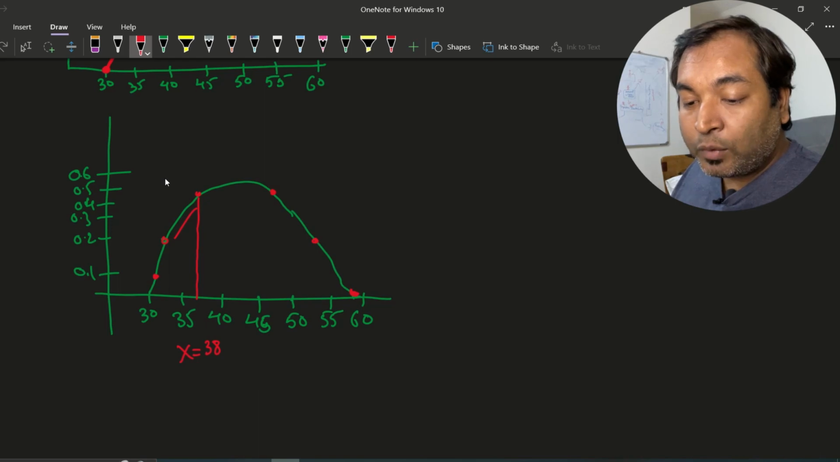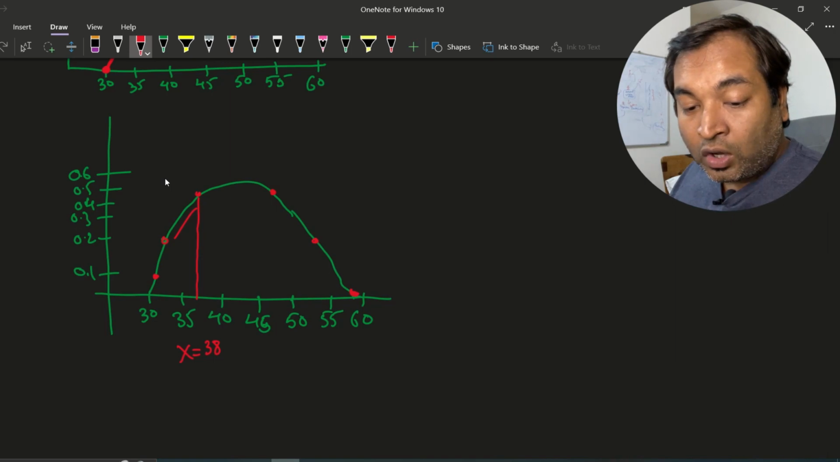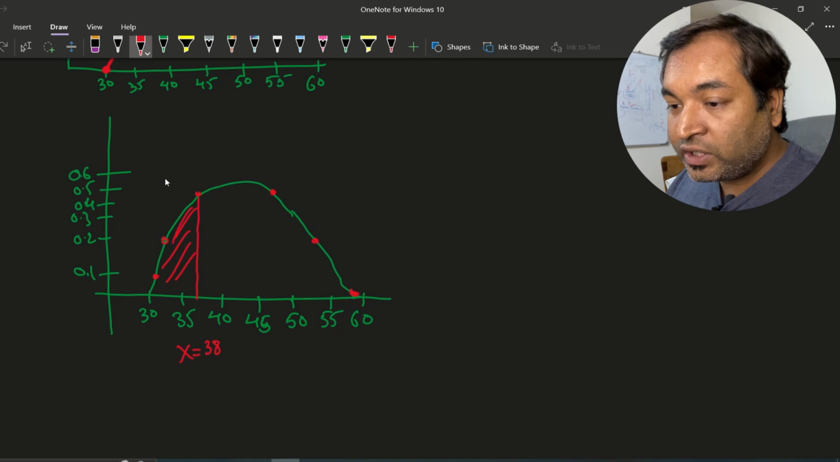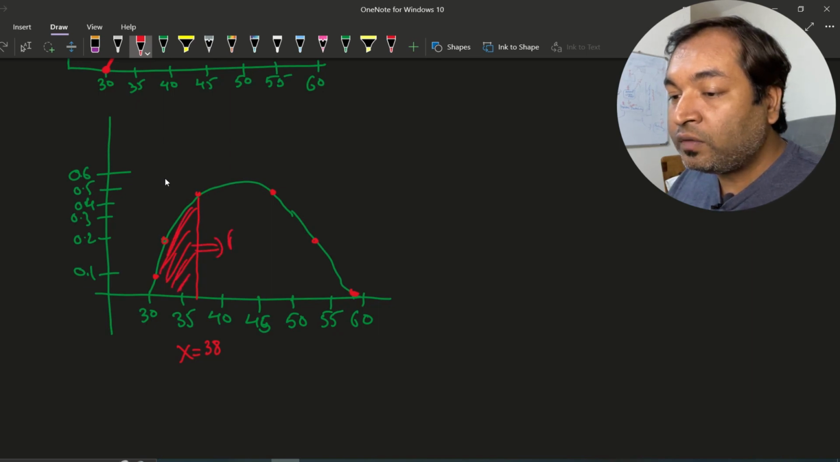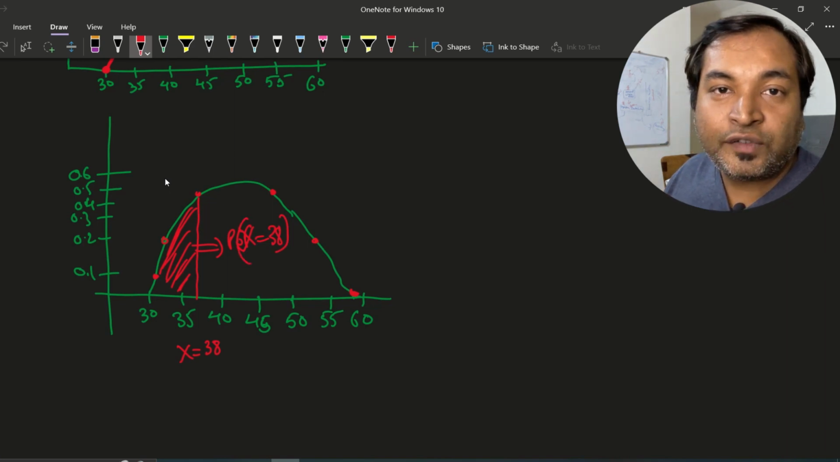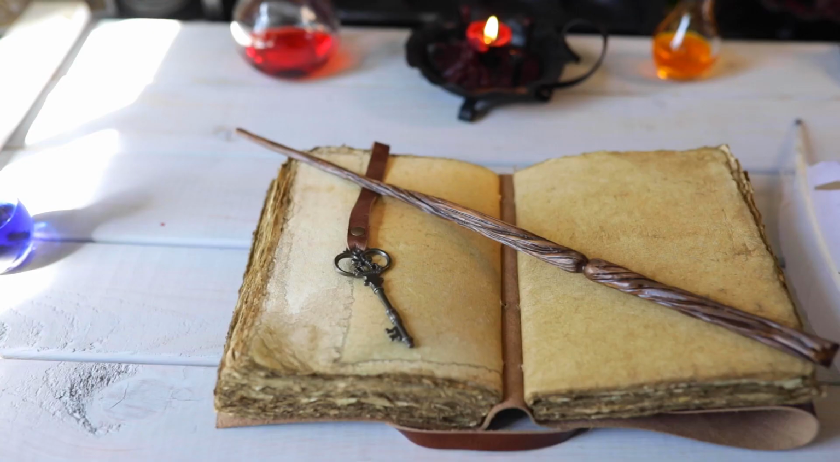So if you want to find the probability that a random employee spends between 30 to 60 minutes on their daily commute, we look at the area under this curve, right? So let's say x equals 38. If it falls here, this area tells you the probability of x equal to 38. So this shaded area is the answer we are looking for, and this is the actual probability you get when you calculate with this PDF.